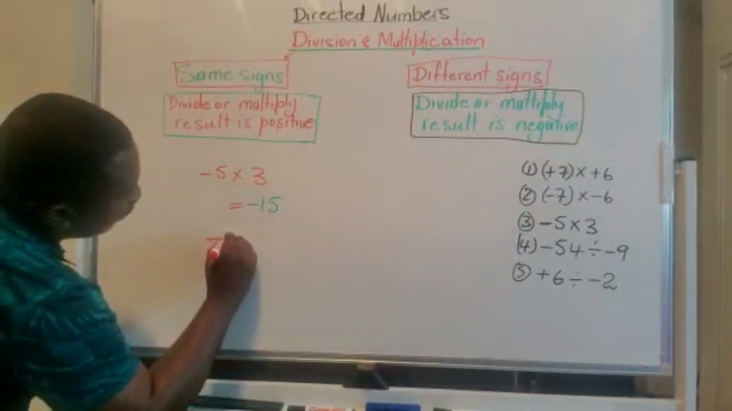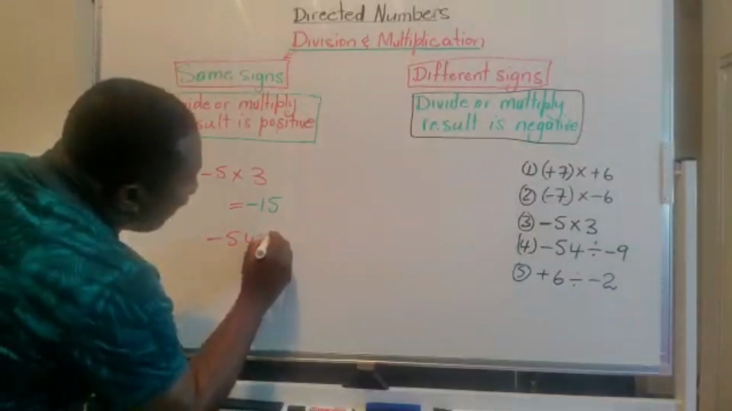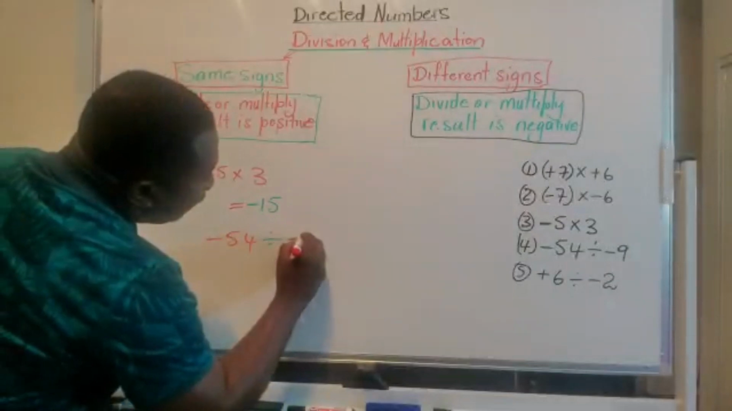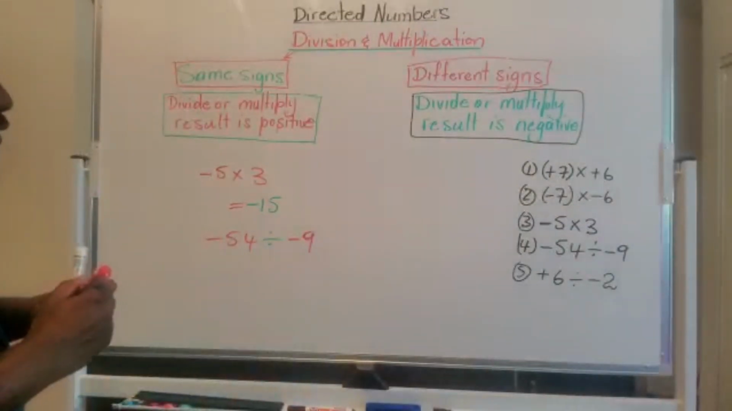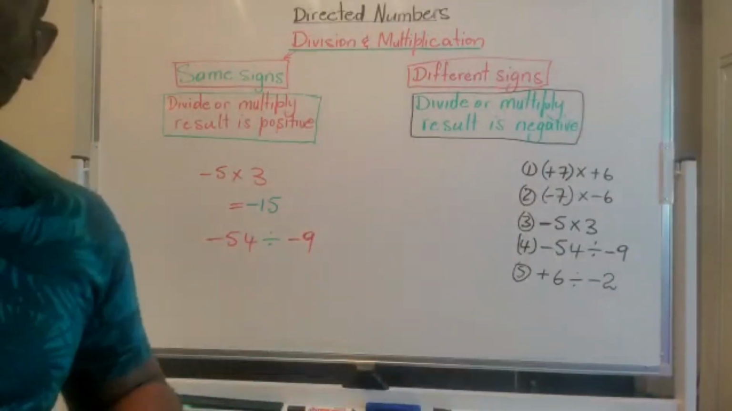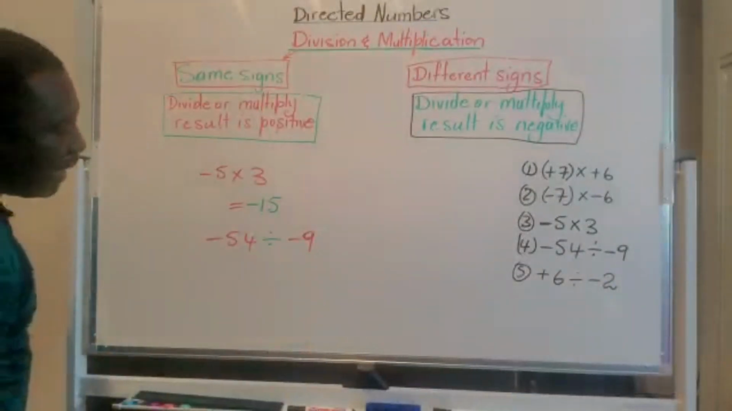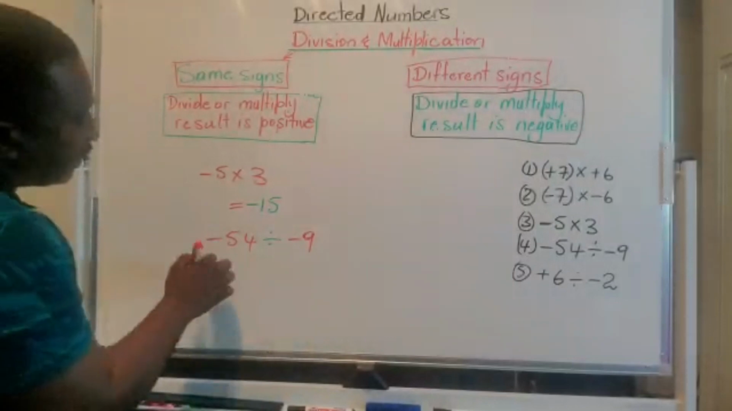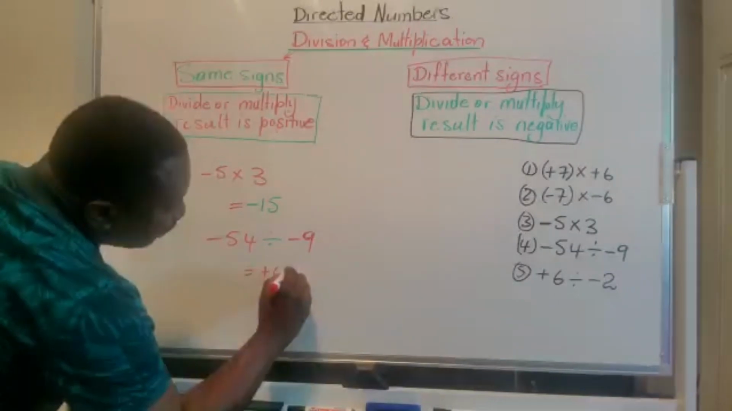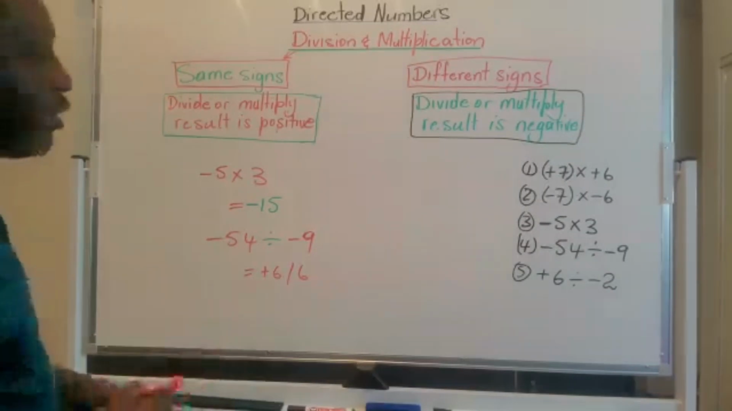Two unlike signs. Negative 54 is divided by negative 9. Signs are the same. Therefore, our outcome should be a positive value. 54 divided by 9 will give us 6. Two same signs, so our answer is positive 6. So our result here being positive 6 all the way.